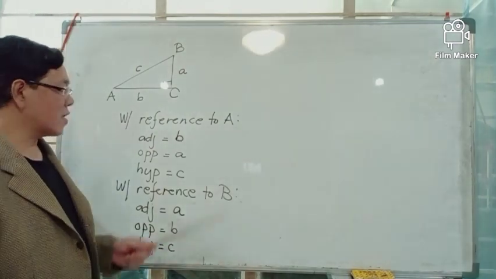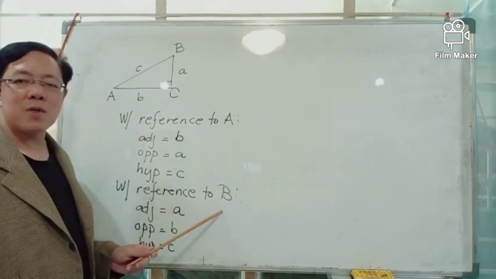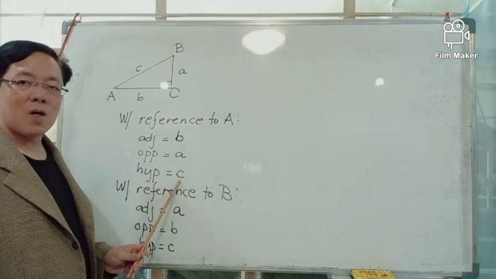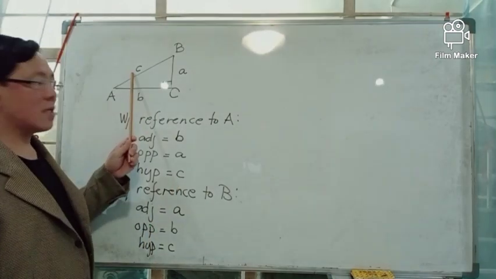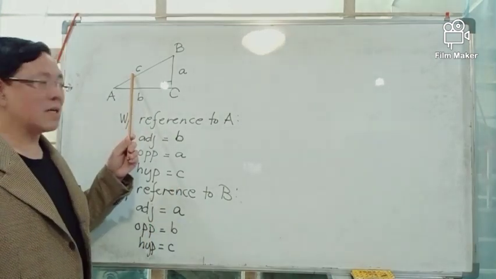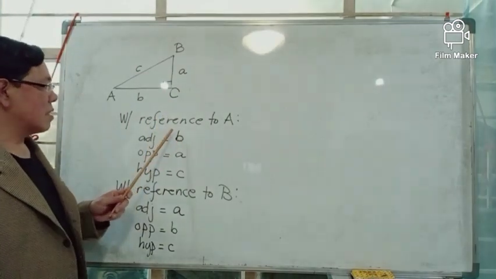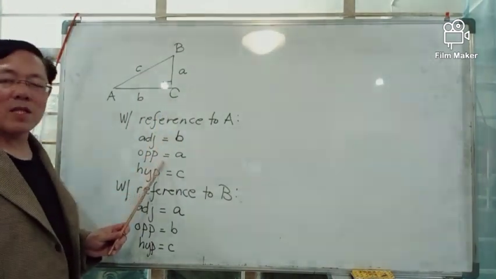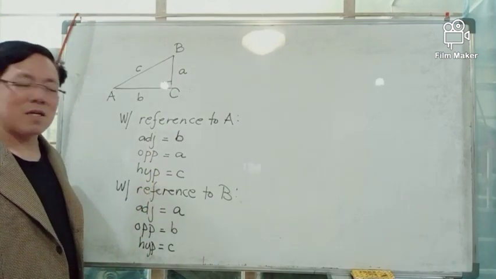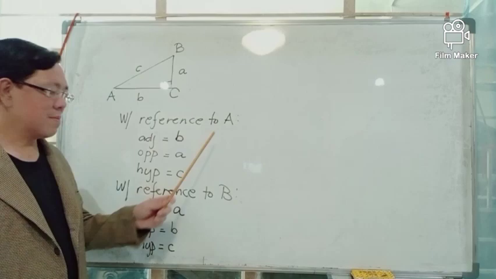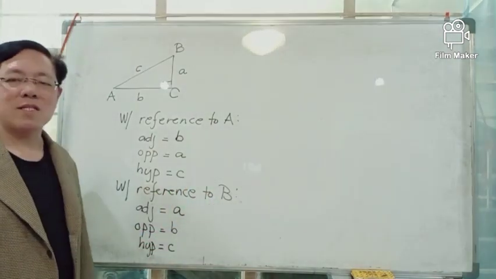Hence, regardless of the acute angle that you consider, the hypotenuse remains small c. The side is small c. It is the side of the right triangle opposite the right angle. It's only the adjacent and the opposite sides that change, depending on which acute angle you consider.